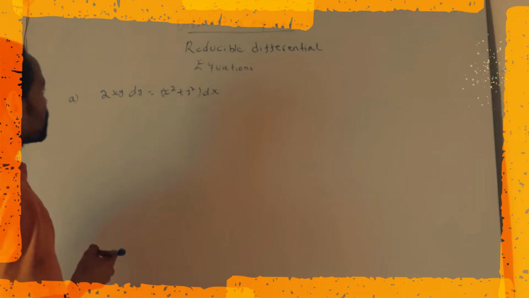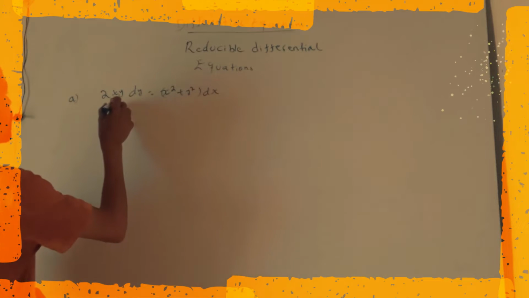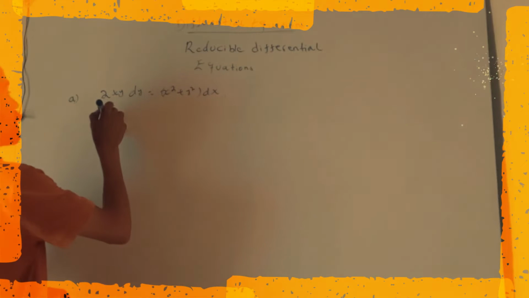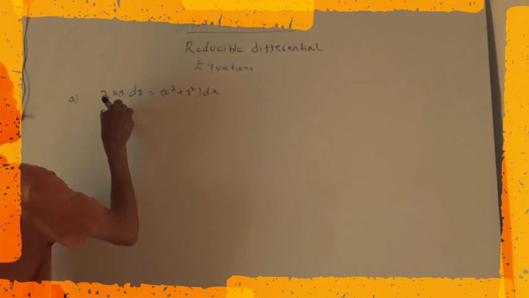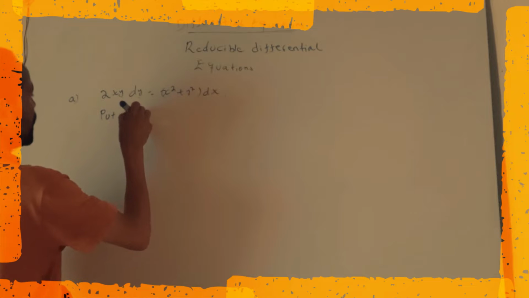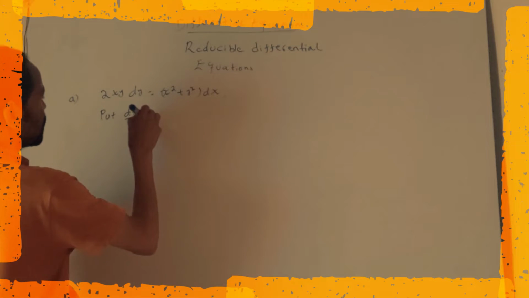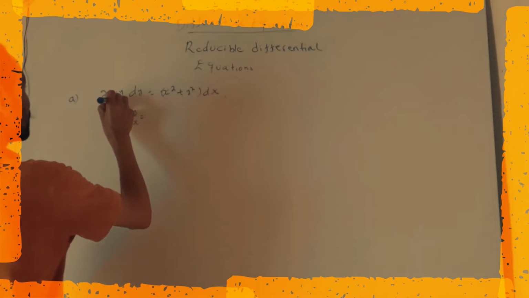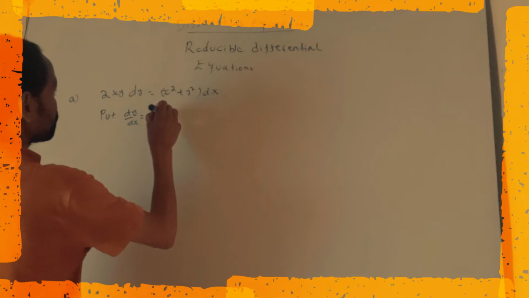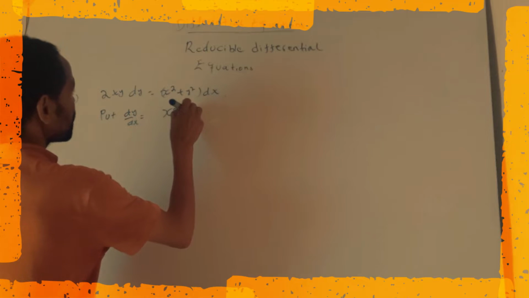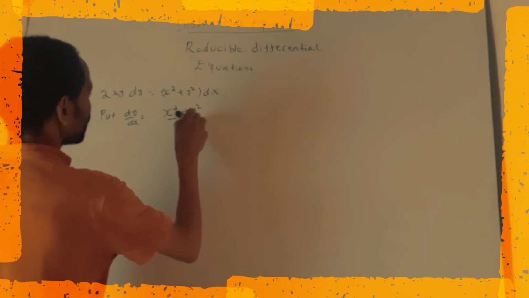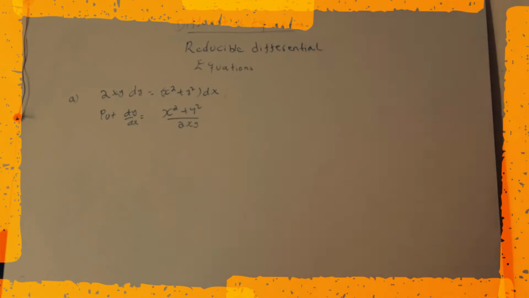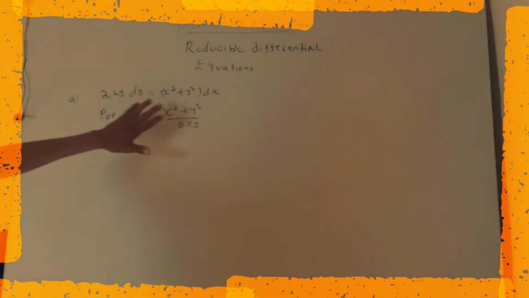Now to simplify this one, we first have to rearrange. We have to put it in dy over dx form. So I can divide, and it becomes x squared plus y squared over just 2xy. Simplified. So this is rearranged.